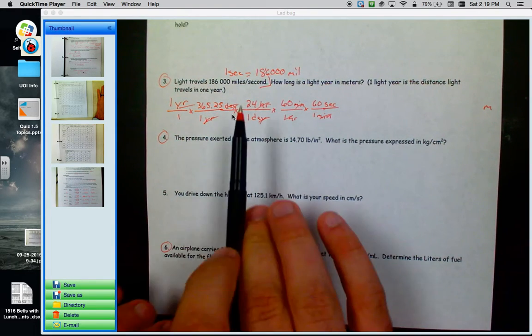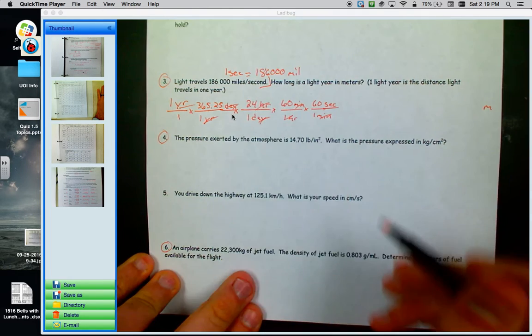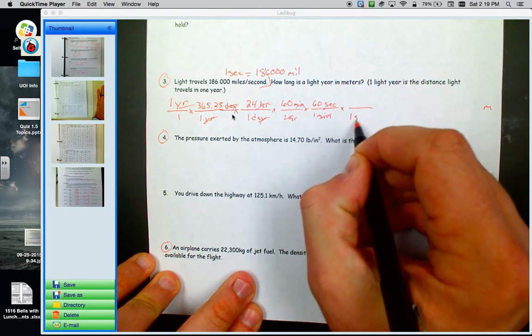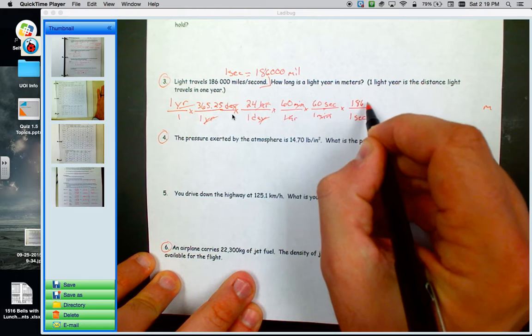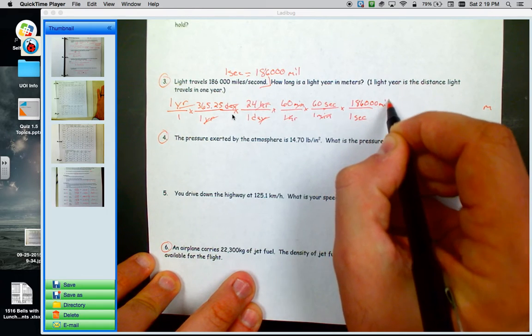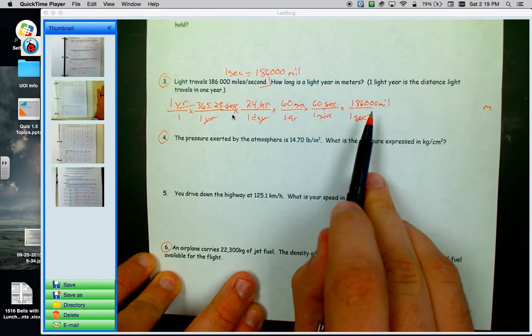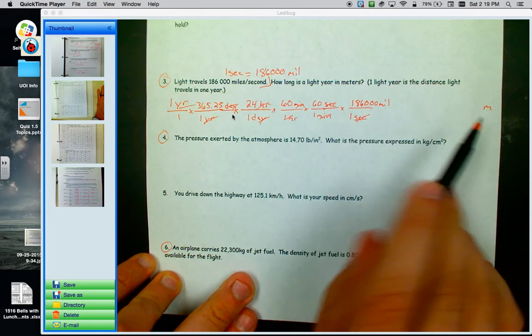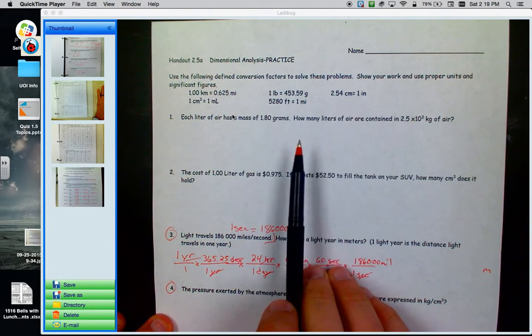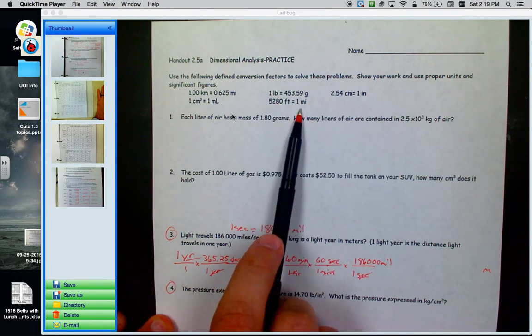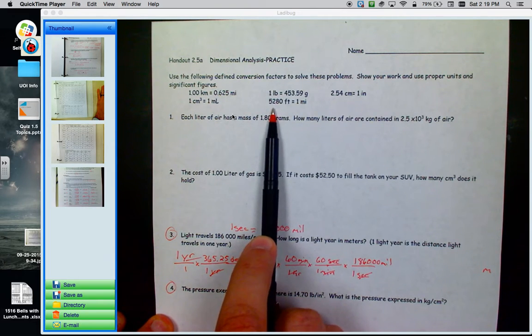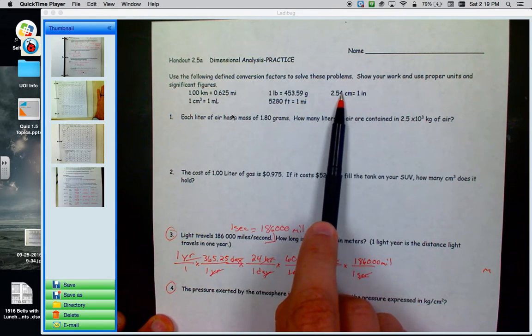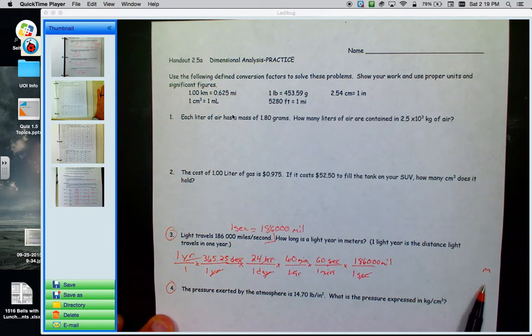Now that we're in seconds, we can use this little conversion factor that they gave us. They told us that in 1 second, light's going to travel 186,000 miles. Now we're out of time and into distance. Now we need to get from miles to meters. Well, up above, they told us that this many miles, this many feet. And if we get to feet and then to inches, we can get to centimeters, and then back down to meters.